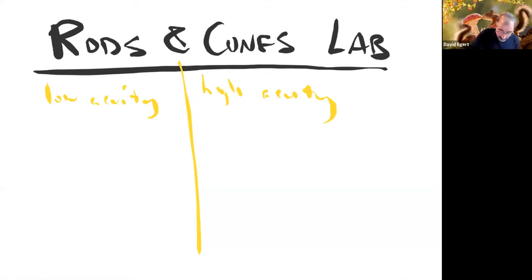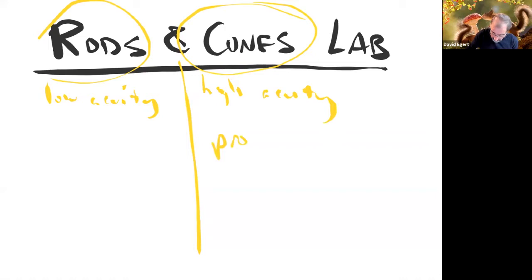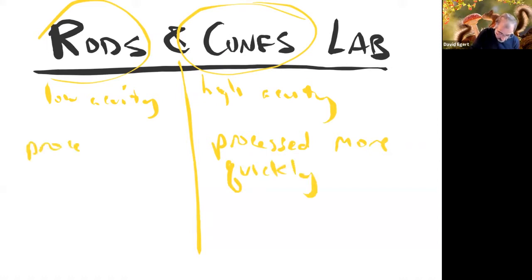So thinking about rods and cones, one of the other things that differentiate them, which we haven't talked about but is going to be important for today's lab, is that cone vision is processed more quickly. Rod vision is processed more slowly.